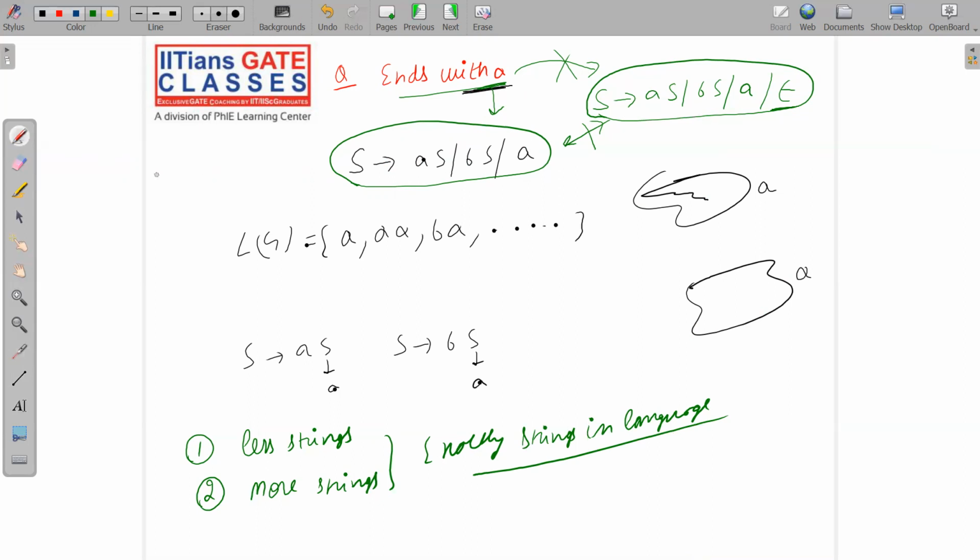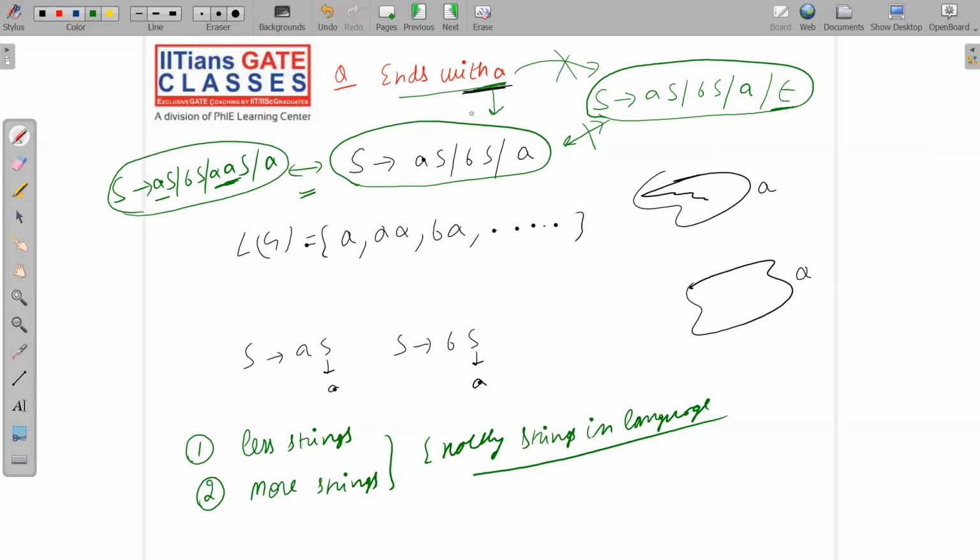Now if I write it like this, S implies AS, BS, or double AS, or A, tell me whether these two grammars are equivalent. Yes, 100% these are equivalent, because AS can generate double AS. I have already told you in the previous slide itself. So these two are equivalent, no problem in that.